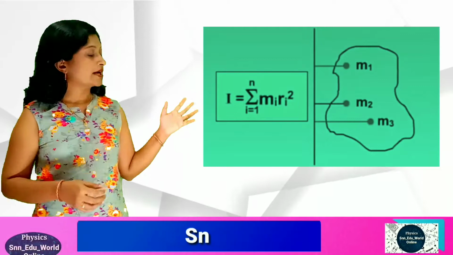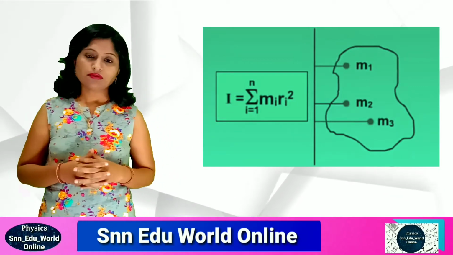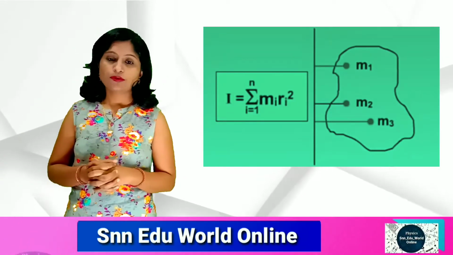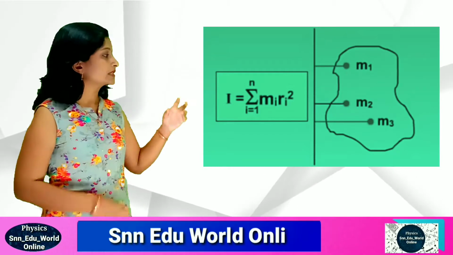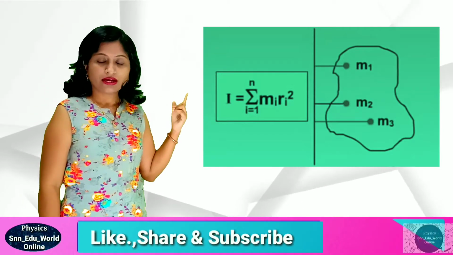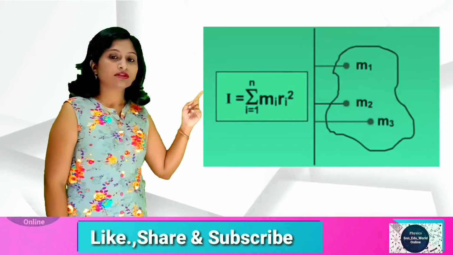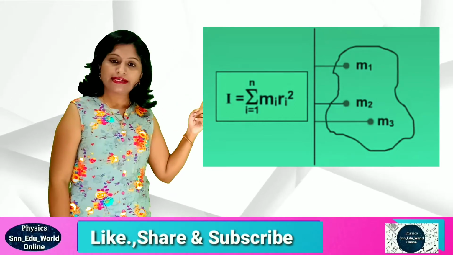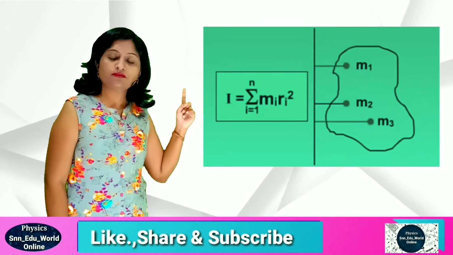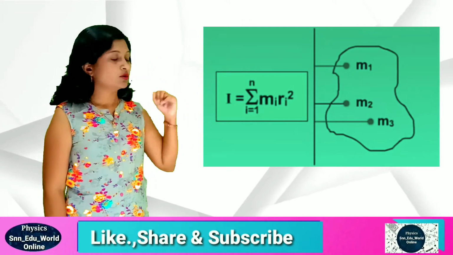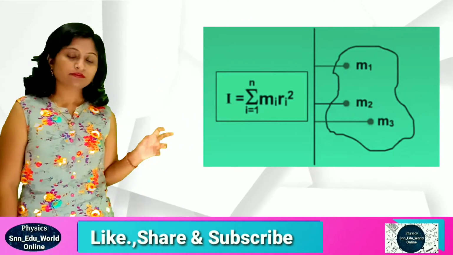So here I have shown the diagram along with the formula of the moment of inertia. Moment of inertia is represented by I, and it is given as summation of mi ri square, with summation from i equals 1 to n. So what is the meaning of that?